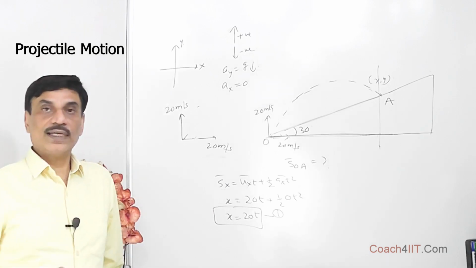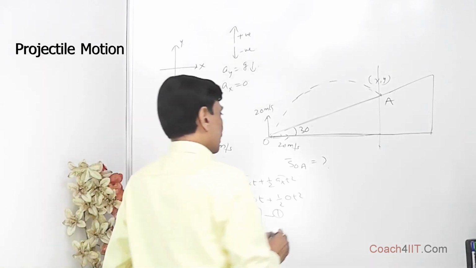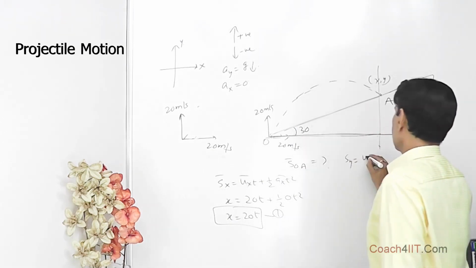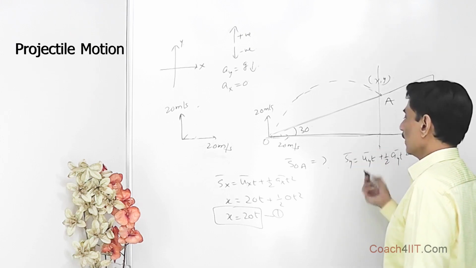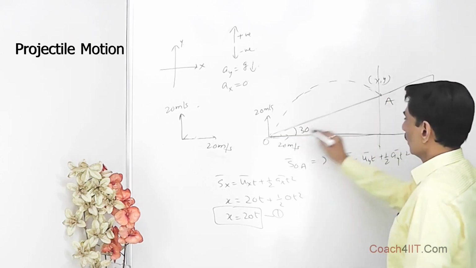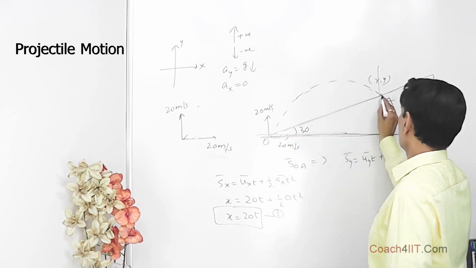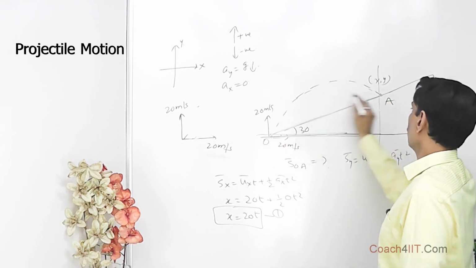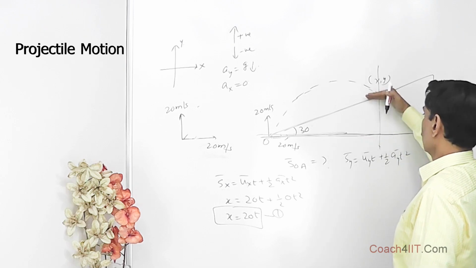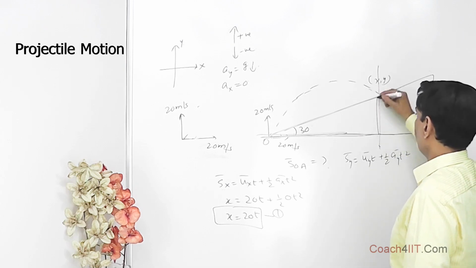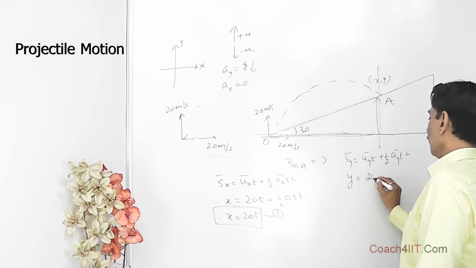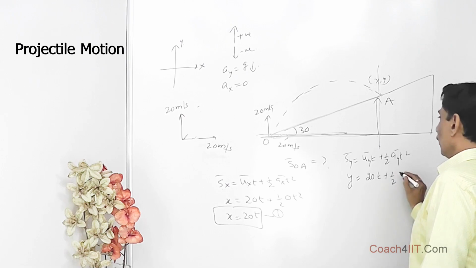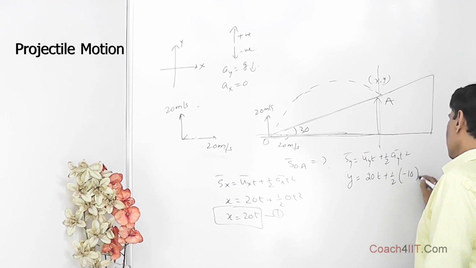Then we can also write the equation on the y-axis, that is Sy is equal to uyt plus half ayt square. What is the displacement along the y-axis when the body has gone from here to here? Initially over here, the y coordinate is equal to 0. When the body reaches over here, the y coordinate is y. So it has gone from this level to this level. So displacement on the y-axis is y only, in the upward direction. What is uy? Uy is 20 only, in the upward direction, positive. Half ay, the acceleration on the y-axis is g in the downward direction. Let's take it as minus 10 into t square.